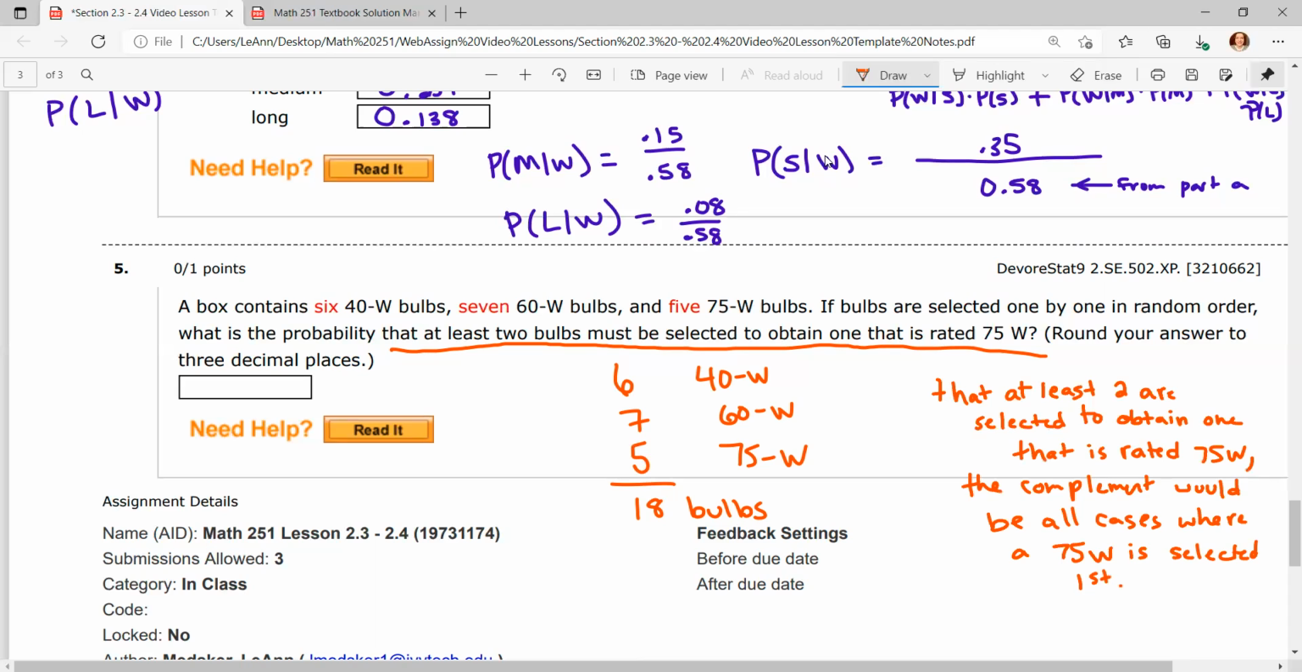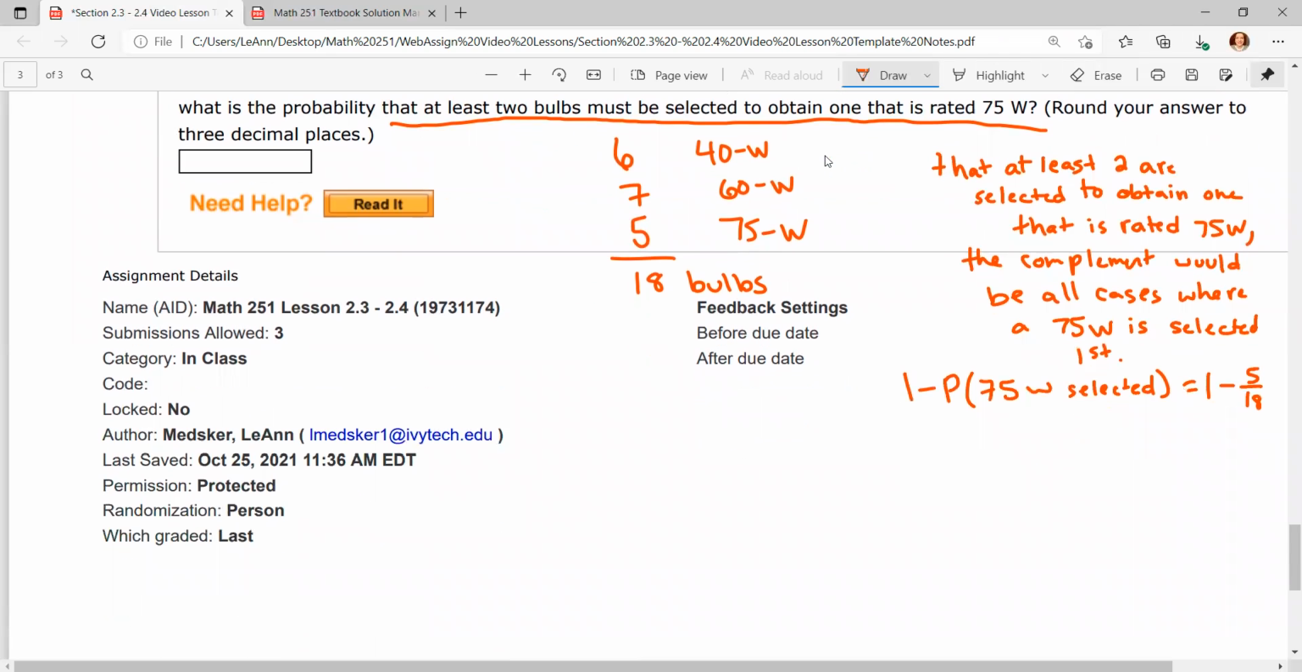Okay. So essentially, this ends up being a really simple probability. So 1 minus the probability that we have a 75 watt selected first, which means just selected, is 1 minus, there were 5 out of 18 choices to get a 75 watt bulb. So this would be 1 minus 0.2778, which equals 0.7222. And I believe they asked us to round to 3 decimal places. So 0.722. All right, and that's the end of the 2.3, 2.4 video.